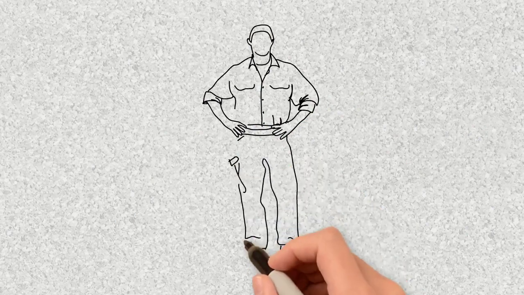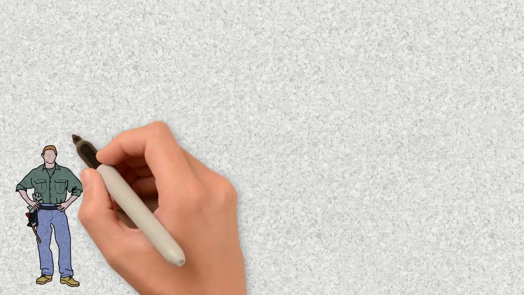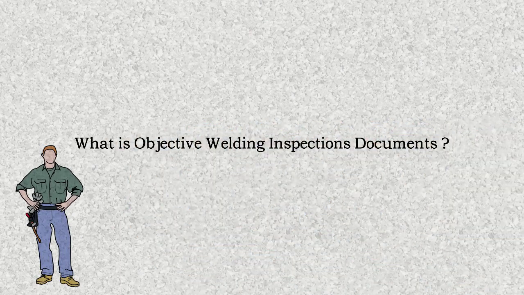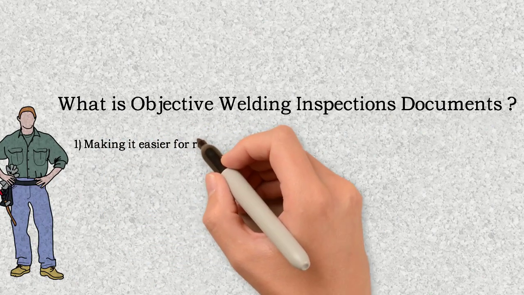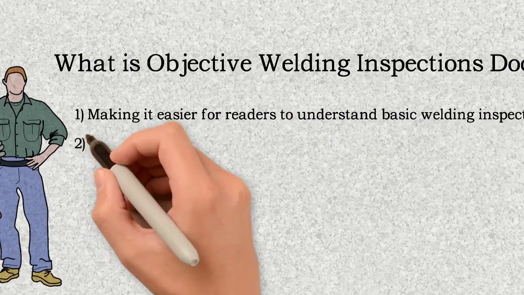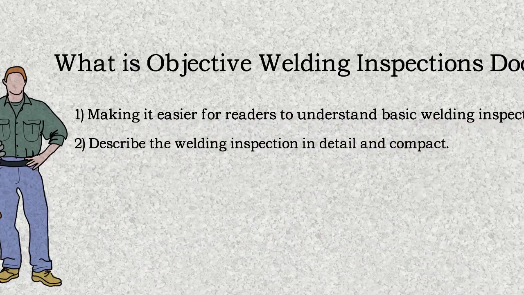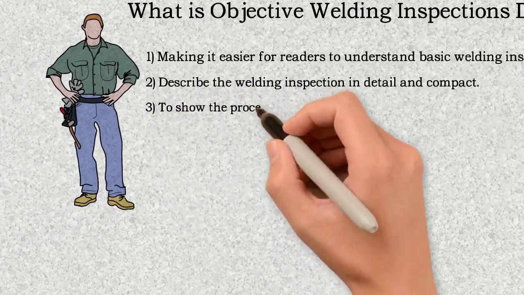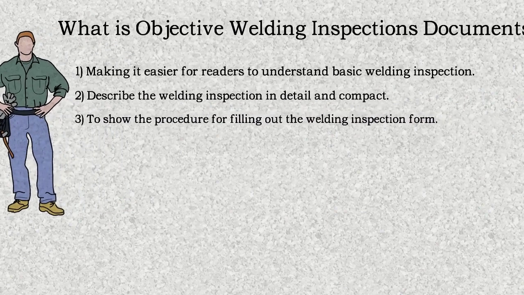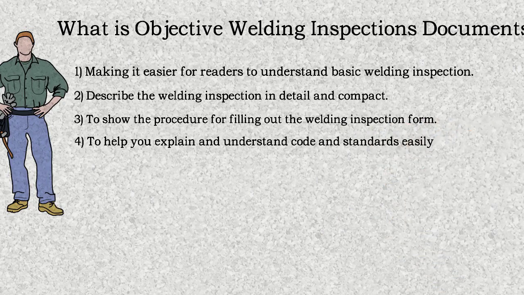Next, we move to the objective and general data of welding inspection documents. What is the objective of a welding inspection document? First, making it easy for the reader to understand basic welding inspection. Second, describing the welding inspection in detail and compactly. Third, to show the procedure for filling out the welding inspection form. Fourth, to help you explain and understand codes and standards easily.